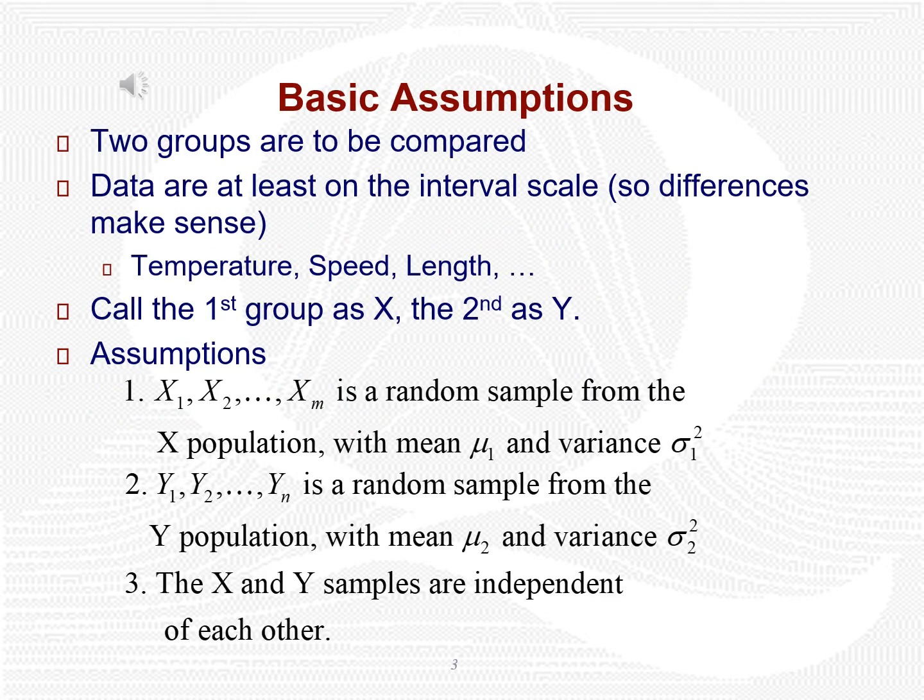We'll start with some basic assumptions. There are two groups to be compared, and the response to be compared is measured on an interval or ratio scale, such as temperature, speed, length, or time. You get the idea. We'll call the first group X and the second group Y, but it doesn't really matter which is which as long as you keep track of it. The X's and Y's have to be a random sample from a population, and the samples have to be independent of one another.